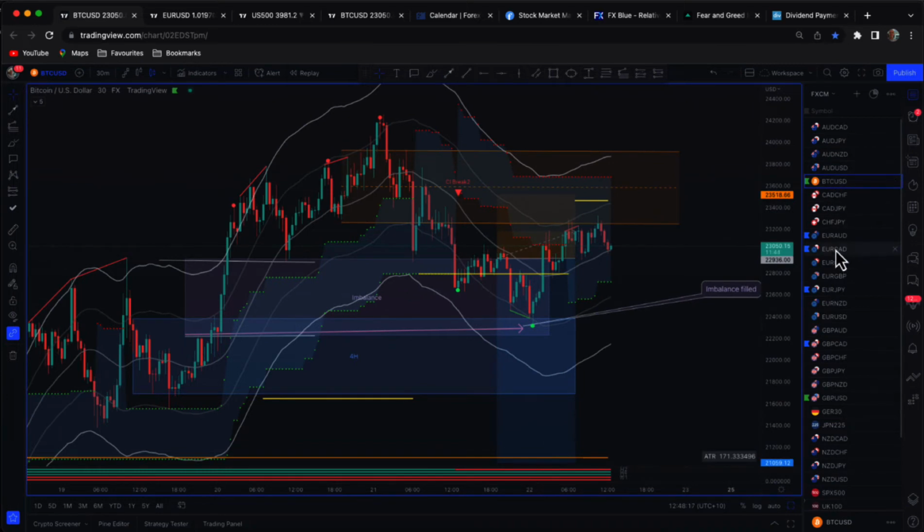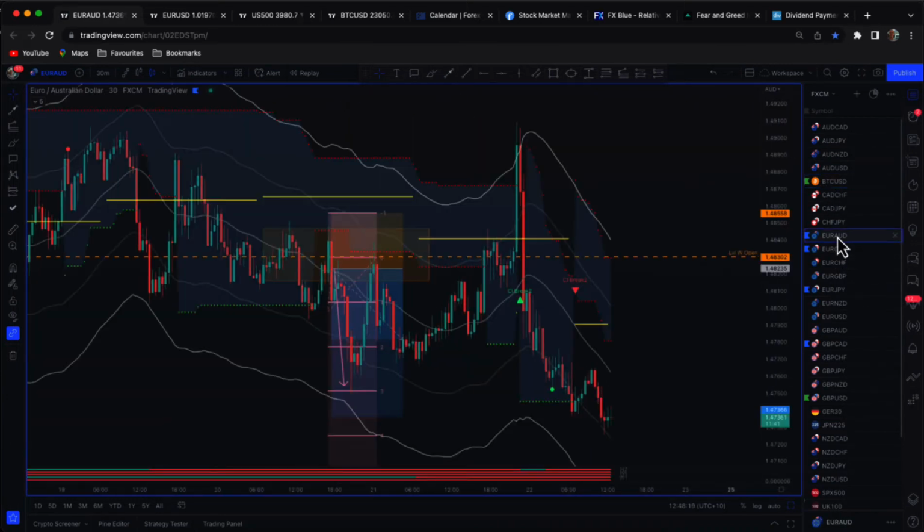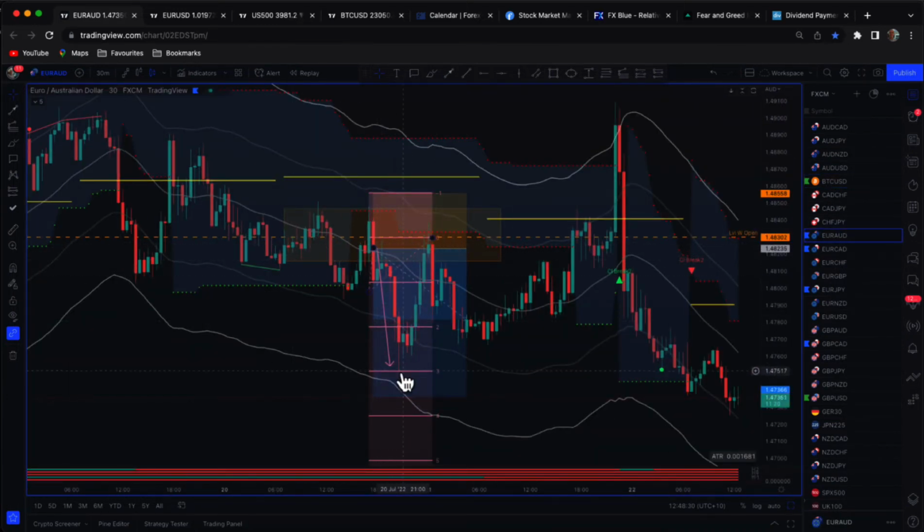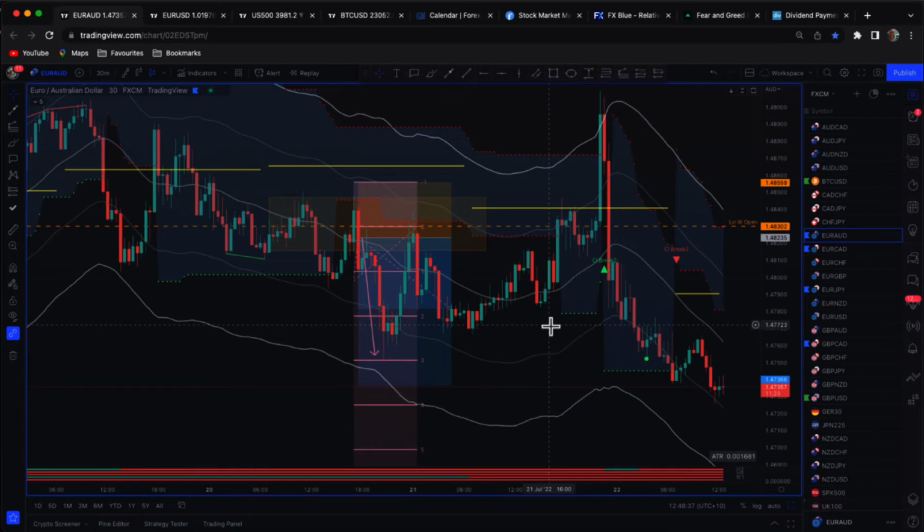Nice outcome. This one was an order block, Euro Aussie. That was a nice trade. We get a 1 to 3 risk reward outcome out of that one. What I'm going to do with the video is we'll quickly run through these, and then after we've had a quick look, there's going to be a full tutorial on the strategy and how you can trade these.